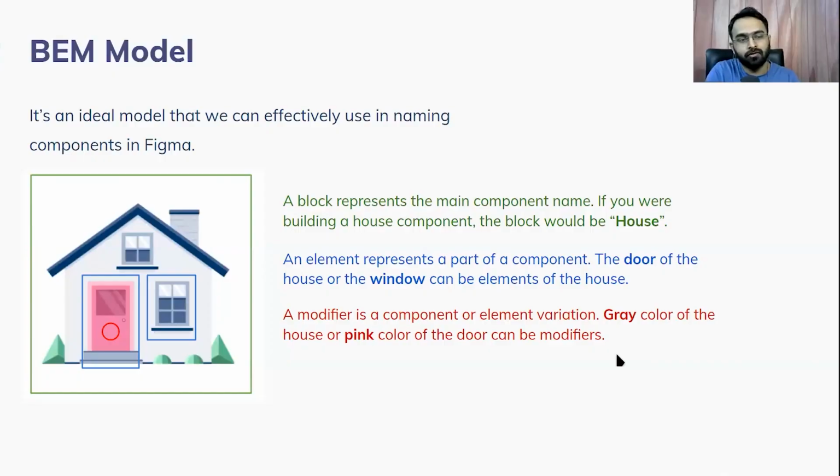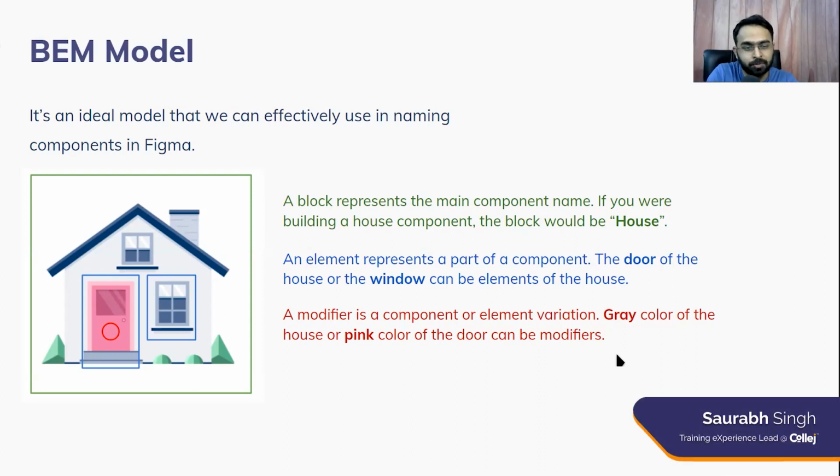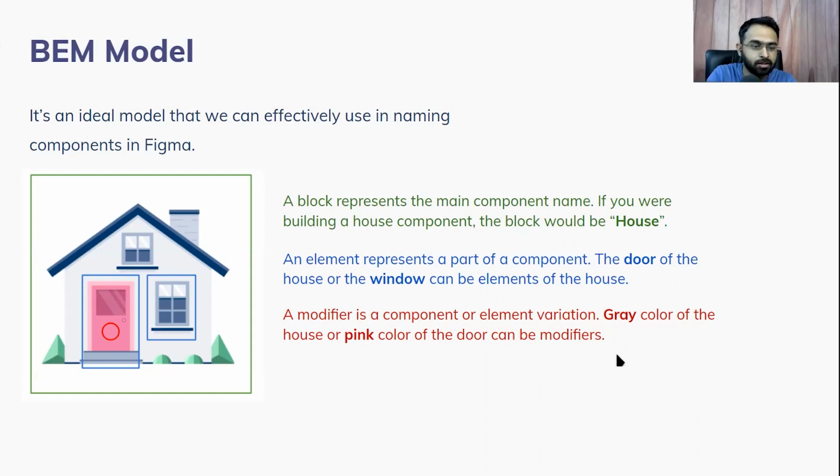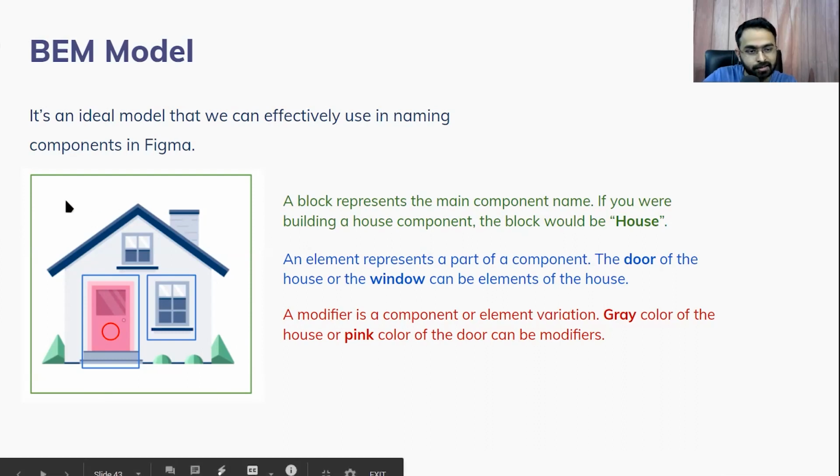So you should always follow a systematic approach to name different elements. Let's take this example. It's a BEM model: block, element and modifier. Are you looking at this house here? That house represents a block. Inside which, what do you have? You have doors and you have windows. Those are elements inside that particular block.